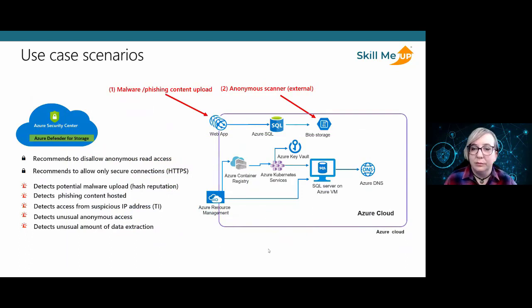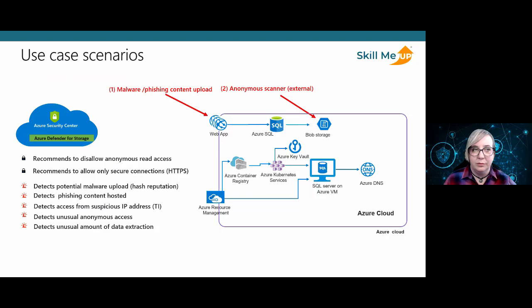And typically what we're worried about in terms of a storage environment is those phishing type attacks that are coming through our app that might be going to our SQL environment, that might be scanning our blob storage for anonymous file access. And we can identify those threats and identify what potential vulnerabilities we have in terms of where we have anonymous read access to our files or have files that are accessible through non-secure connections, like just strictly HTTP rather than encrypted HTTPS.